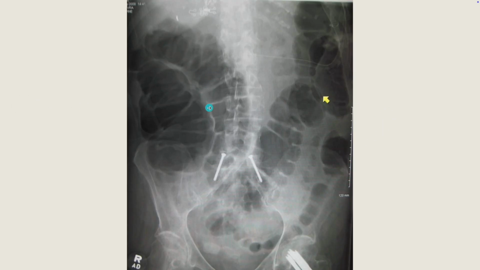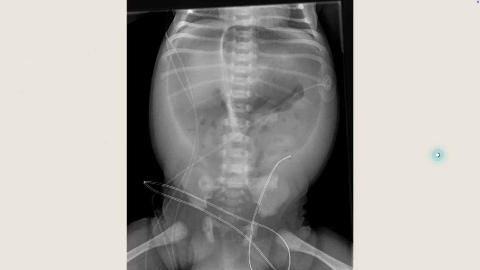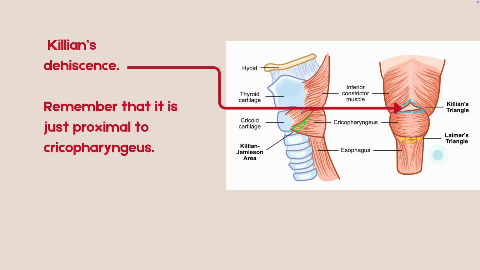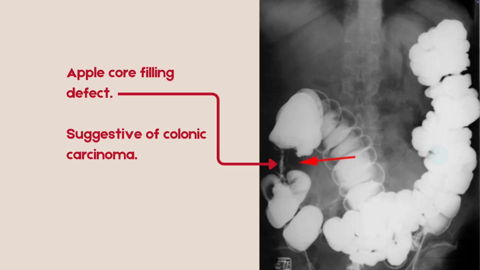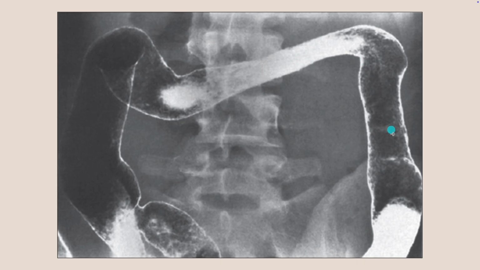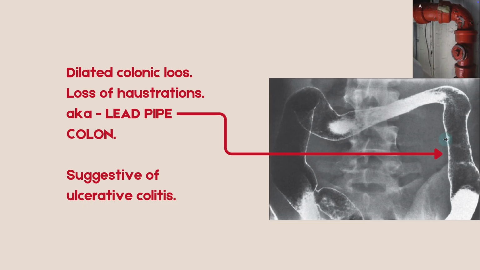Okay, so look at this. You can see these little segments, right? So these are the haustrations that are there in the colon. But what happens when those haustrations disappear, right? They end up looking something like this. So what is this? This is known as a lead pipe colon, and it's a dilated colon with loss of haustrations, and it's usually seen in ulcerative colitis.